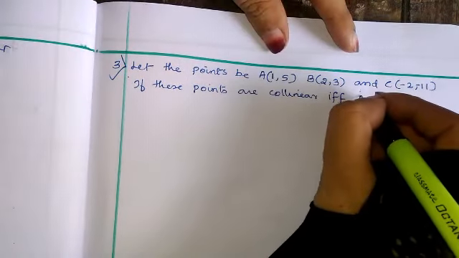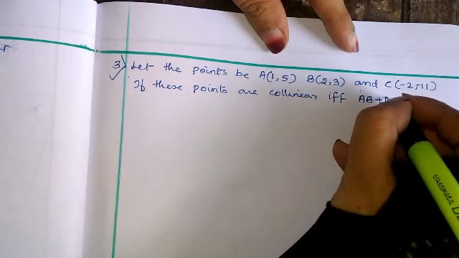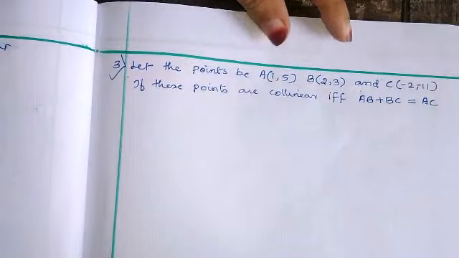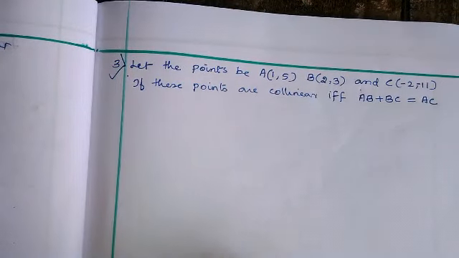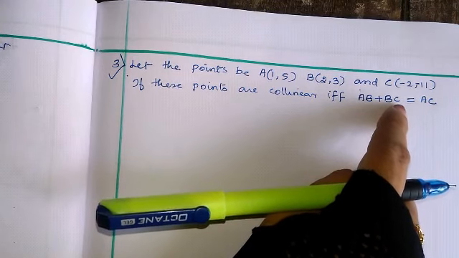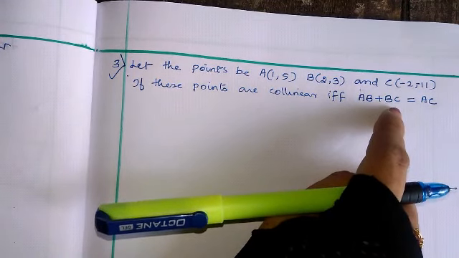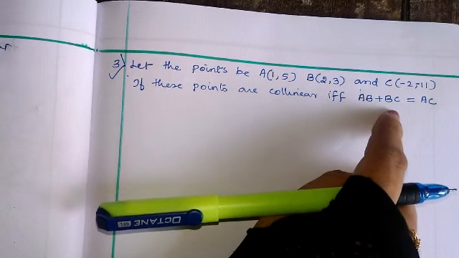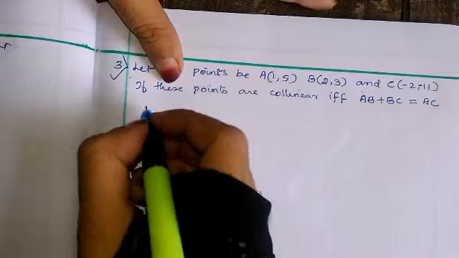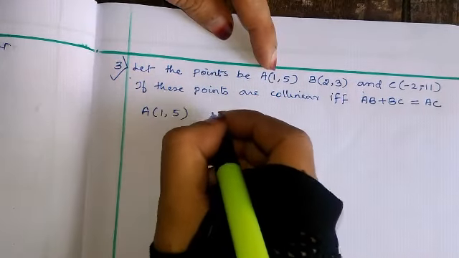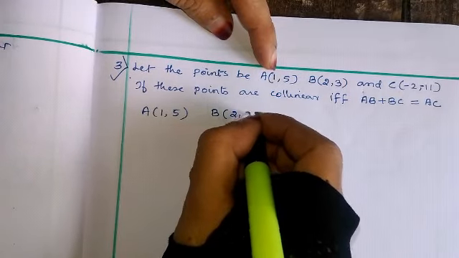Then only we can say that they are collinear, or any two sides adding up to the third side. If it is equal, then we can say that they are collinear. Now let us check first AB. A is (1, 5), B is (2, 3).